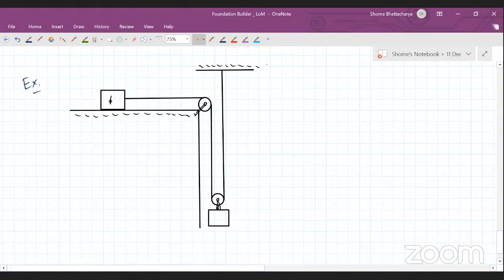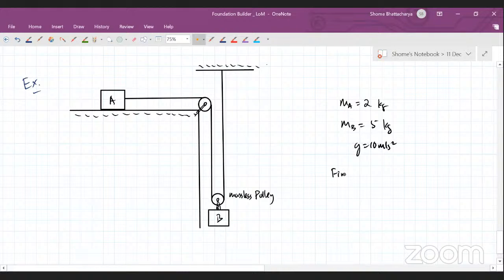So I'll use numerical values which are different from the book, but the question is exactly the same. So this is a massless pulley, and mass of A is 2 kilograms, mass of B is 5 kilograms, g is equal to 10 meters per second square. Find the accelerations of A and B, and the tension in the thread.